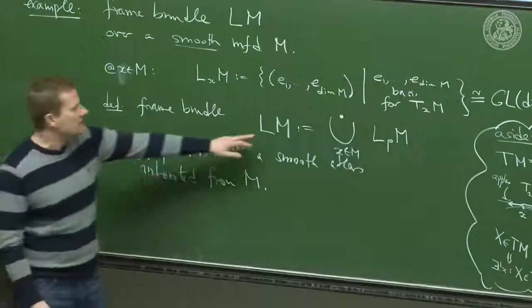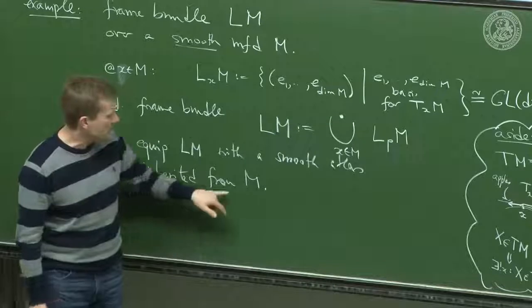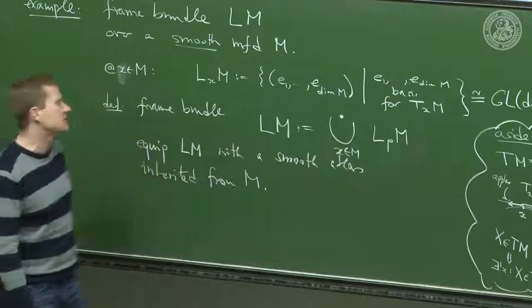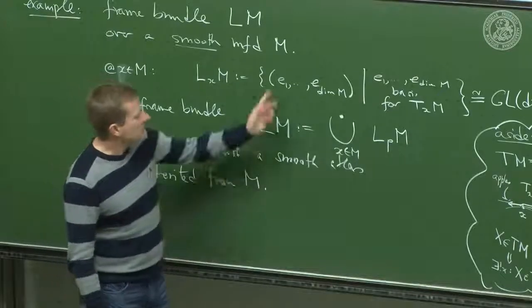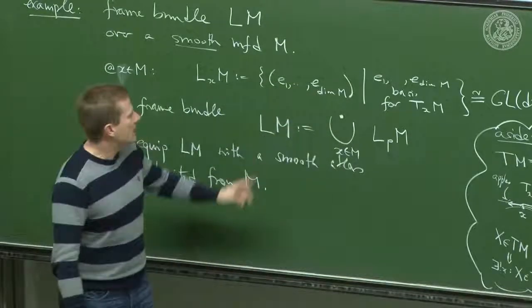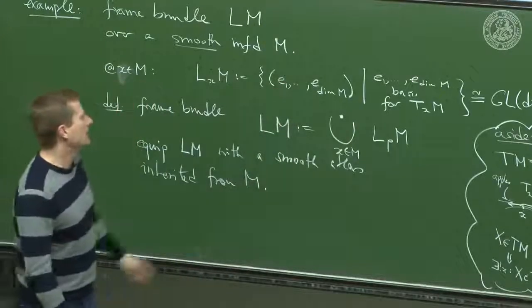You take elements from here, you express them in a chart-induced basis, and then you decompose every single one of them, and you get numbers e, a, b, no?